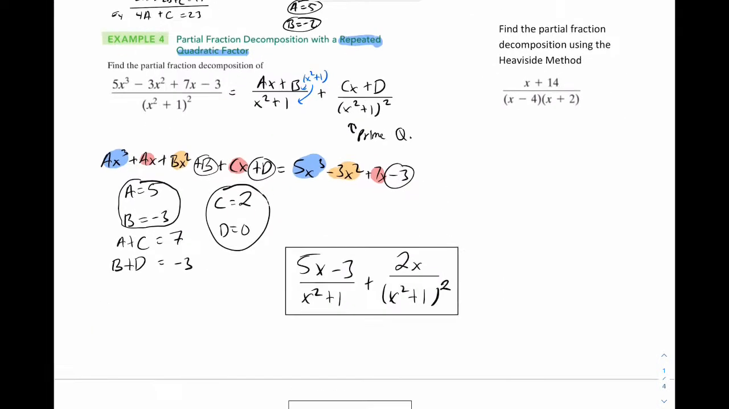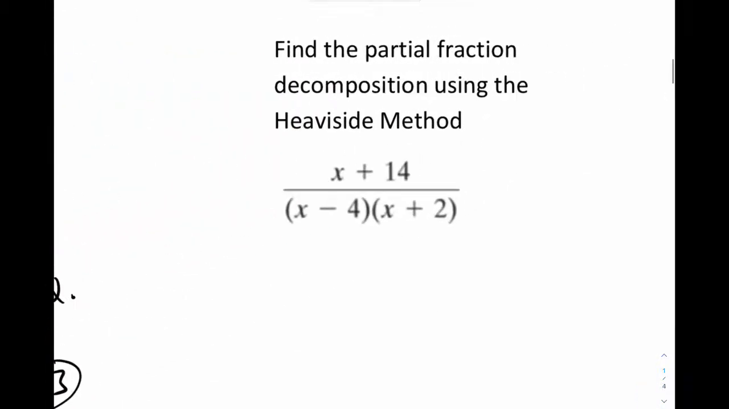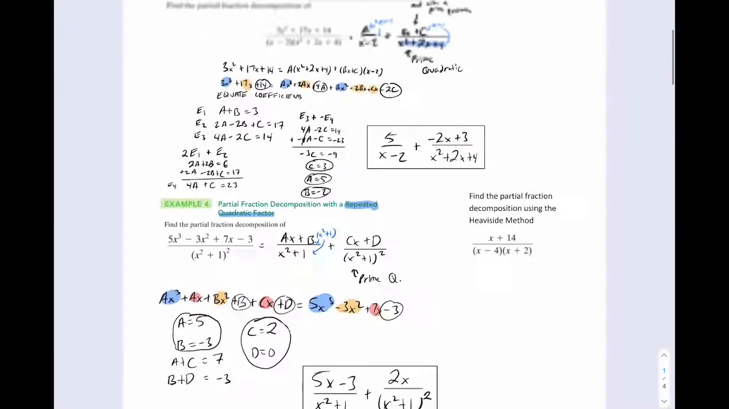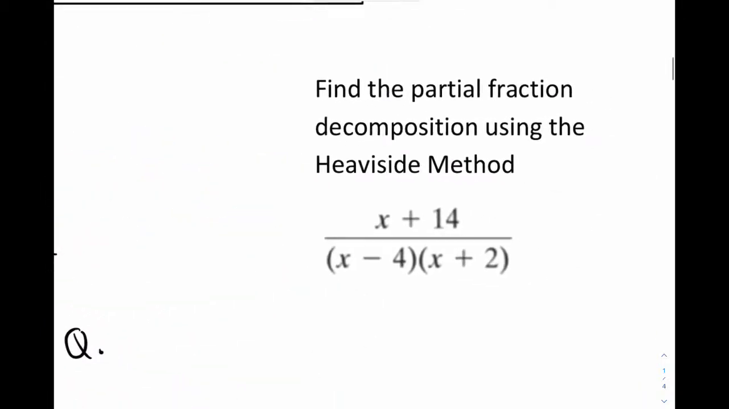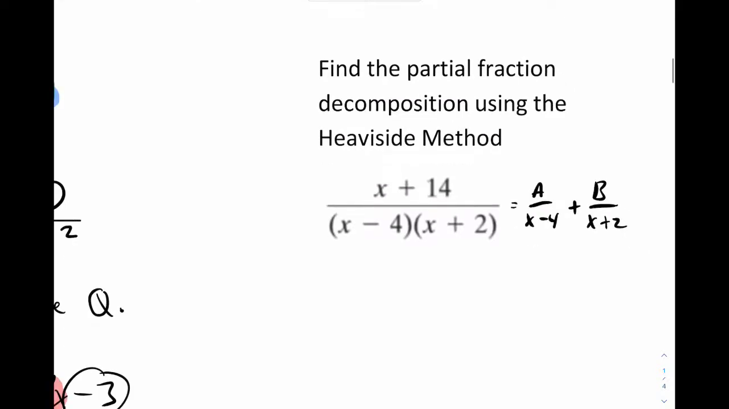Now here's the last one. It says find the partial fraction decomposition using the Heaviside method. So what we've been doing is this, equating the coefficients. That's what this method is called. And I'll highlight that here. There's actually another method called the Heaviside method. So I'm going to show you that right now. It starts the same way. So no matter what, you can't really avoid this initial setup. And then we're going to do the same thing.